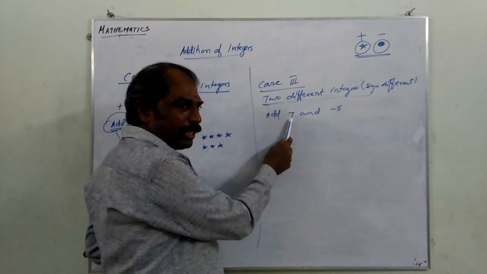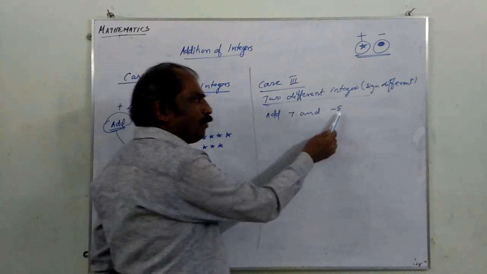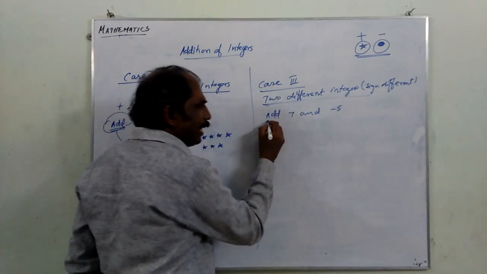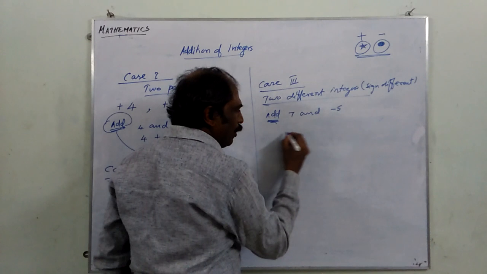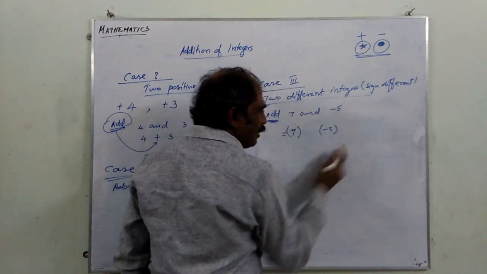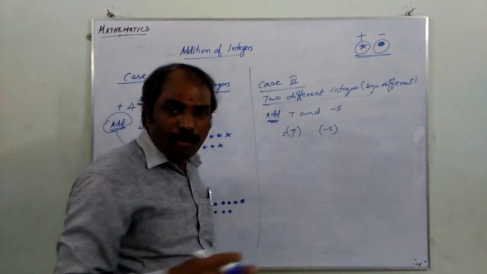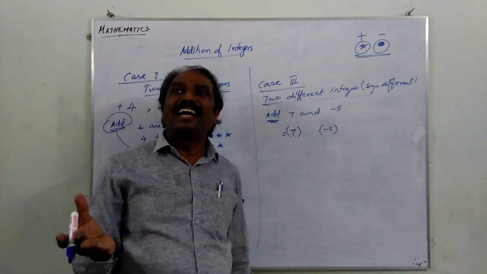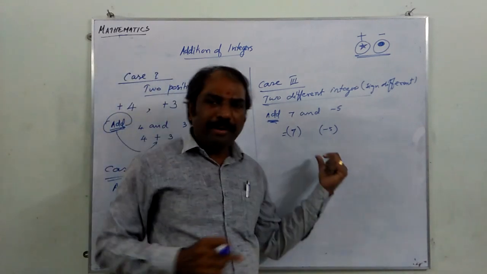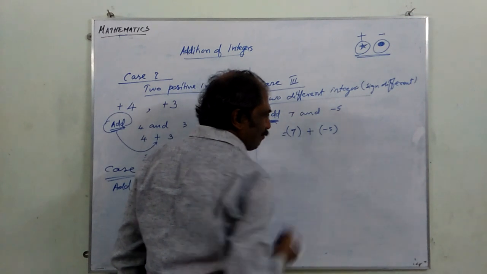One is 7. Is 7 a positive integer or negative integer? It's positive. And what about this? It's negative. So if you add this, with this addition operator, you are going to add 7 and minus 5. So these are the integers. What are we going to do? Add. Yes, correct. Now what is the operator for add? Addition. Yes, plus.